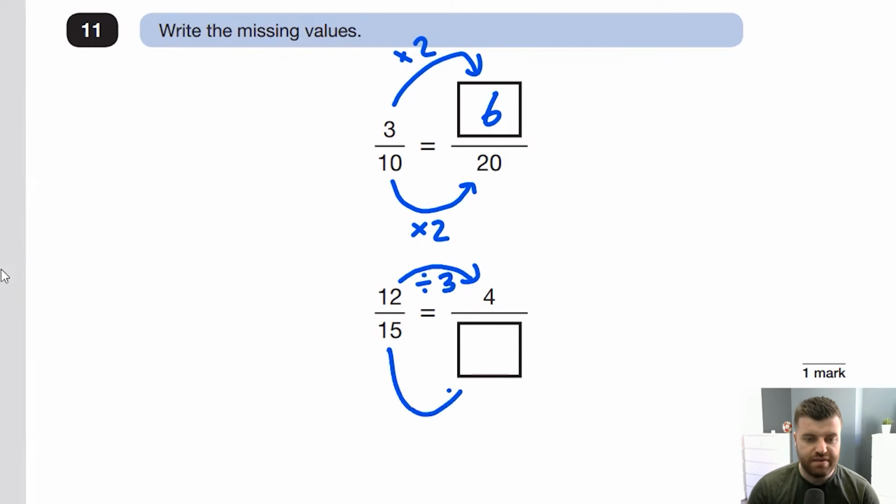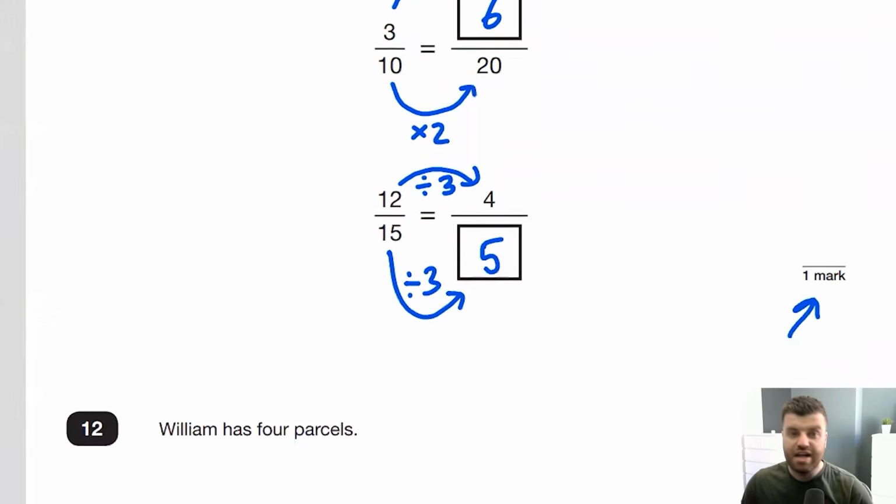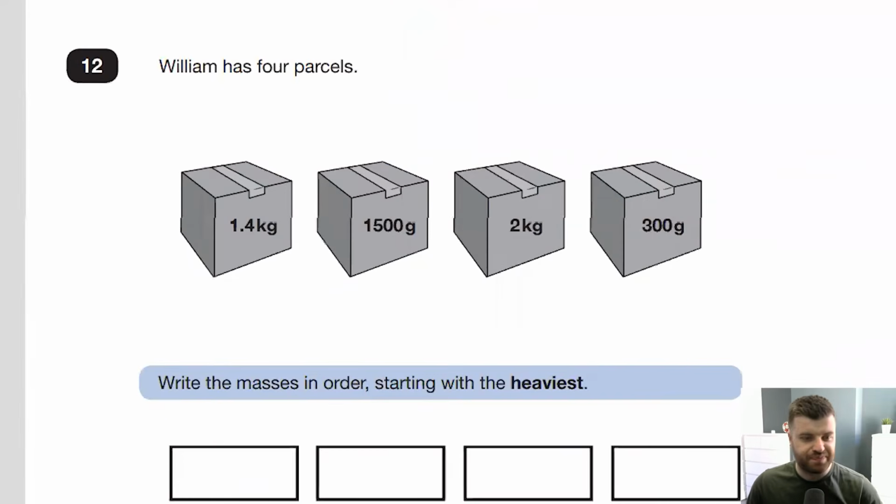So let's take 15. Let's shoot over and do the same. Divide by 3. 15 divided by 3 is 5. That will get you 1 mark for both of those answers. Times table knowledge is key.